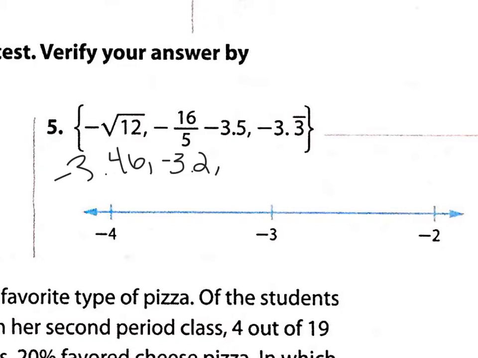So negative 3.5, does that go here or here? Is it negative? Right here? Yeah. And then negative 3.46, to the right or to the left? To the left. To the right. Negative 3.3, to the right, and then negative 3.2, to the right. You draw 4 dots.